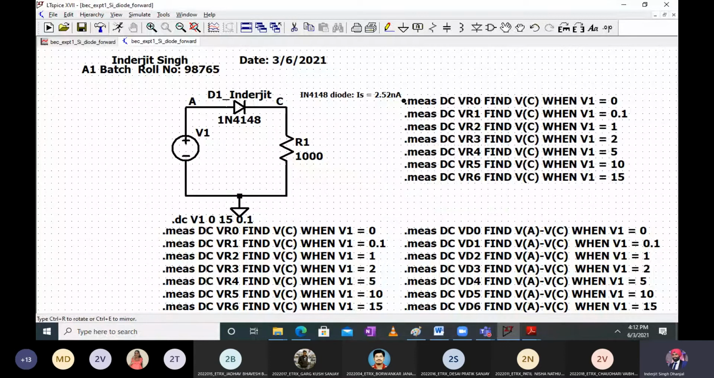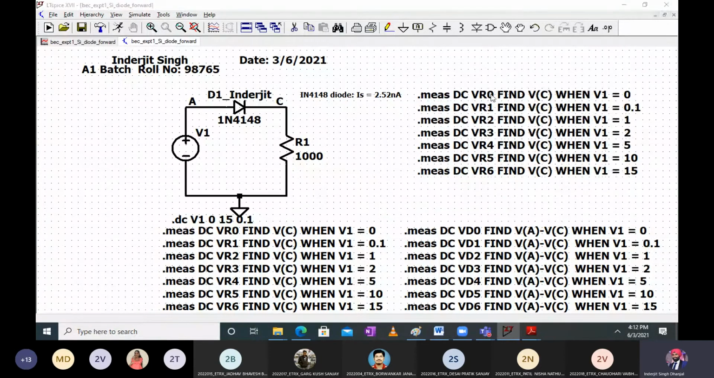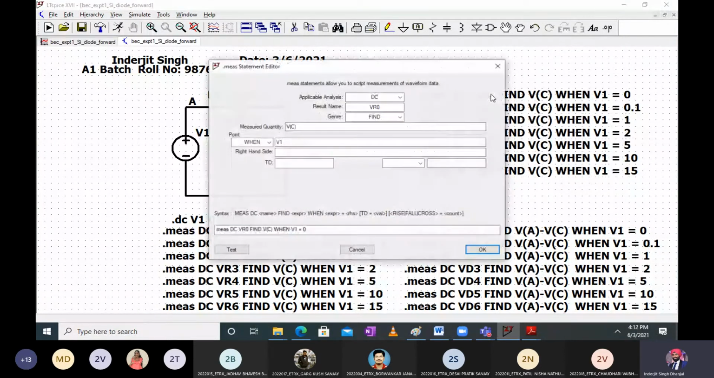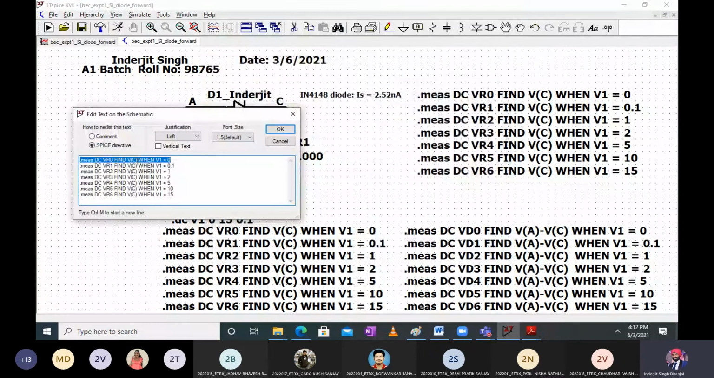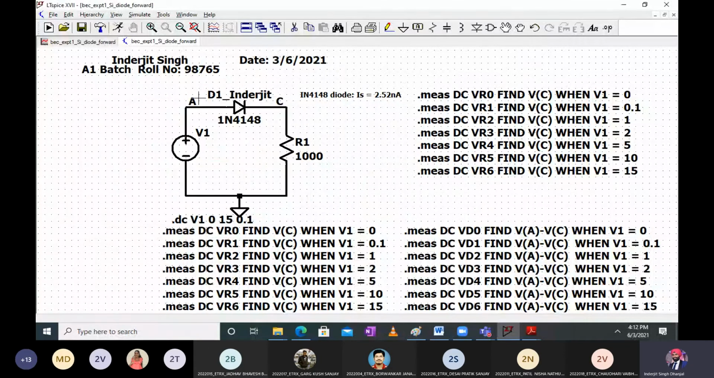What changes will be there? Instead of finding VR1, you will be writing ID1 over there. Let's say ID0. Find I of D1, but you cannot write just I of D1. Listen carefully. You have to write I of D1 underscore your name. Are you following what I'm saying?